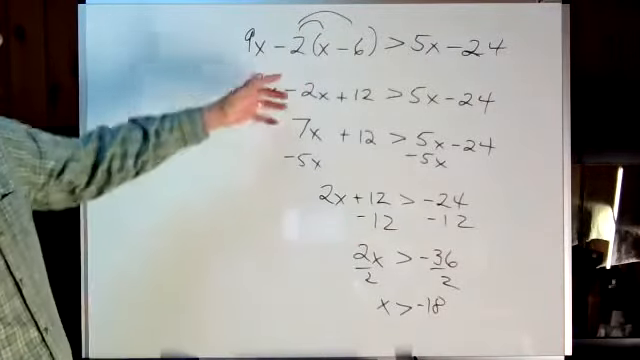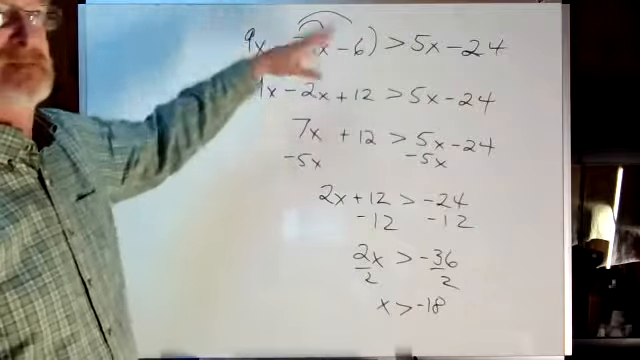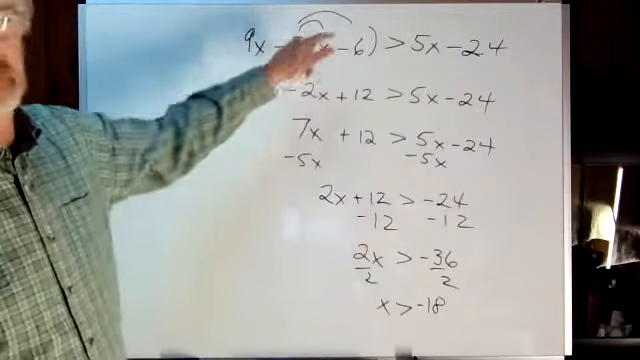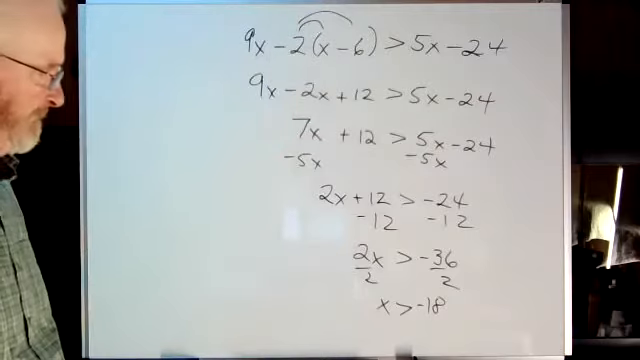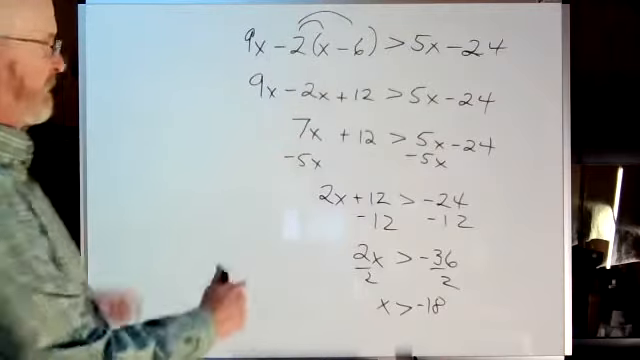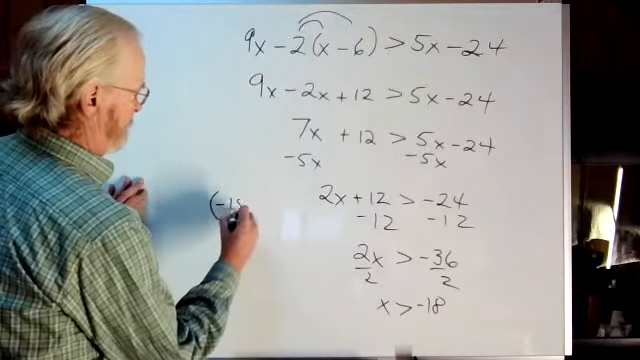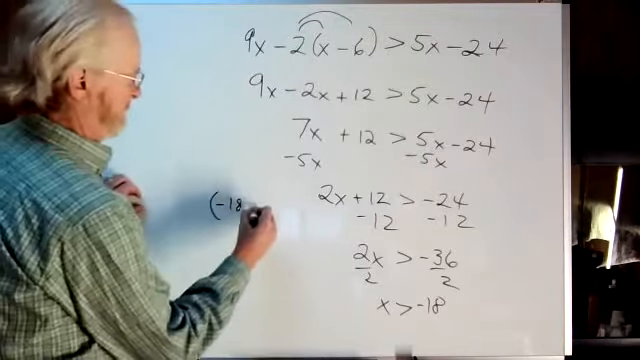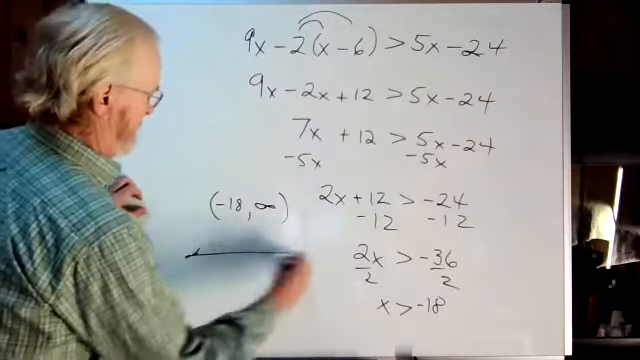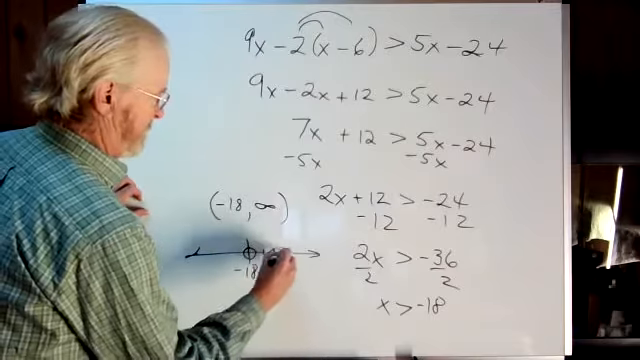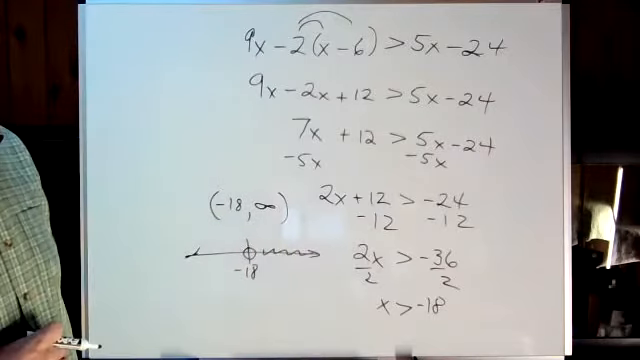So I just did that one to point out, yes, you might have to do some simplifying to get down to that last step. Watch out for your distributing, distribute that negative in there. Strict inequality, so I would be at -18 with my parenthesis going to infinity, and an open dot, an open circle on my graph.